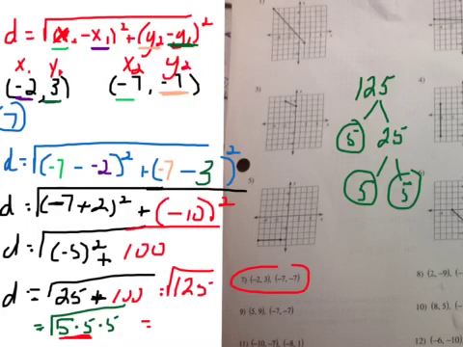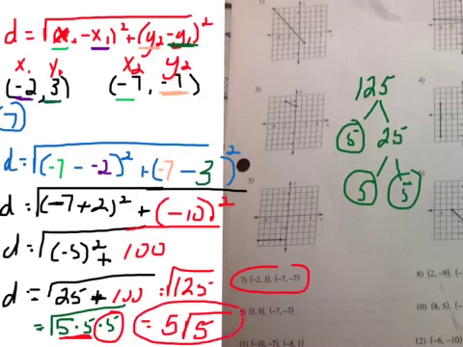Why am I saying that silly little analogy? To kind of explain to you that 5 times 5 is 25, and the square root of 25 is 5. I would bring that out of the radical, but I don't have another one to pair this 5 out with. So my distance there would be 5 square roots of 5.